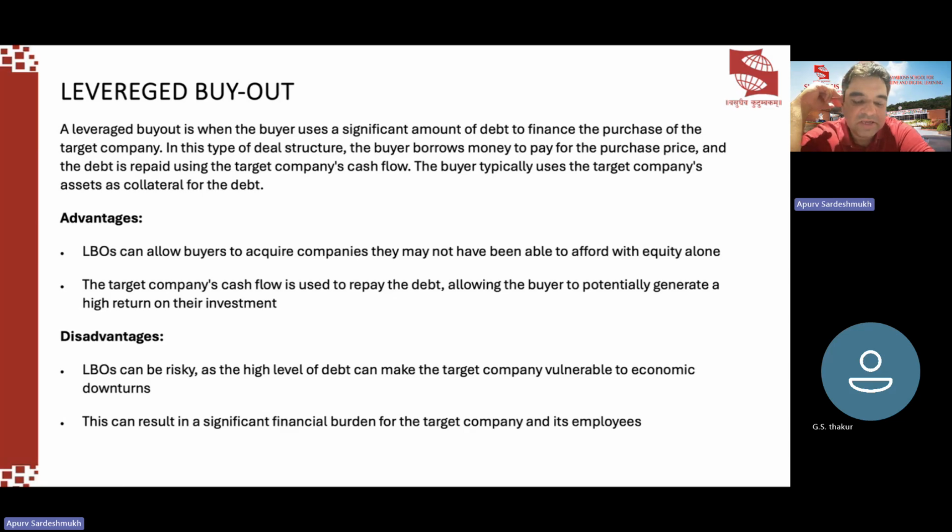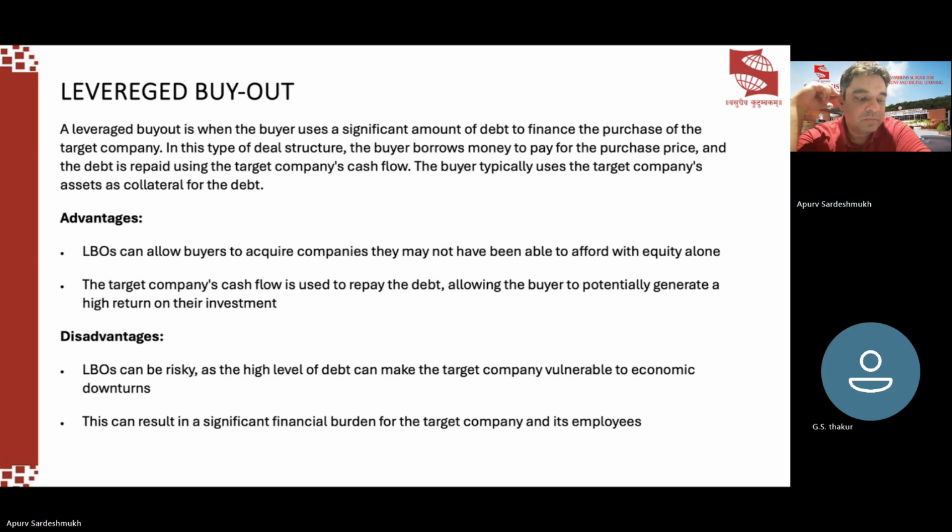So, what happens is, let's say I want to acquire a company, but I don't have the money to buy that company out. So what I will do is go to some lenders and seek a loan to generate the money to buy the company. So the buyer borrows money to pay for the purchase price, but obviously a lender will say, I want to guarantee that the money that I'm lending is going to be repaid.